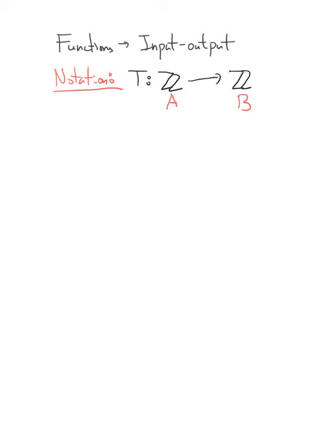So we call kind of our input set, we call that the domain. And we call our output set, we call that the codomain, the set of possible outputs. So that is our codomain.